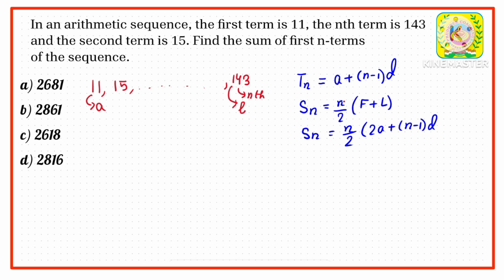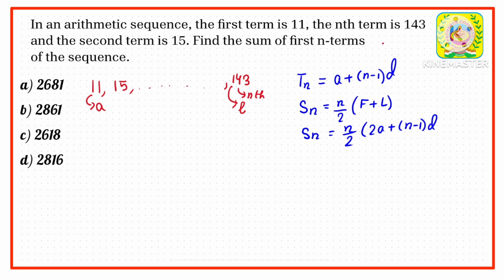But we don't know n, that is the position of this 143, meaning which position it is at. So we need to find out this n. Without n, if you use either of these two formulas, you will not get your answer. So you need to find the value of n.